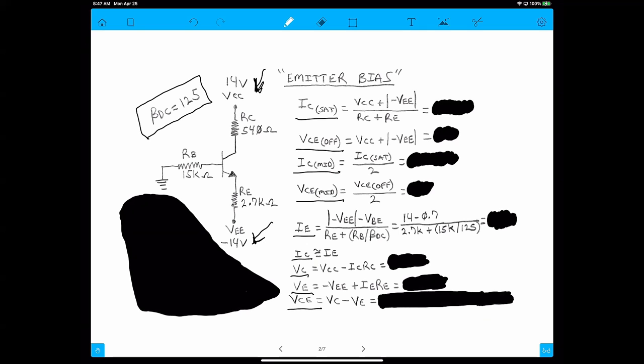So let's go ahead and start our calculations. Like I say, the procedure is pretty much the same as the base bias, except that some of the formulas may be a little bit different. So please take note of that. Start calculating your values here for IC sat and so on, and then let's see what you come up with in the chat box.